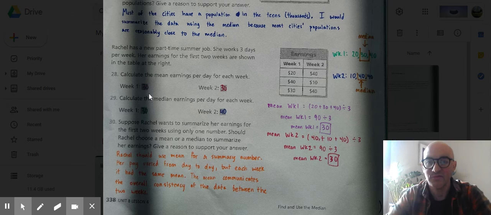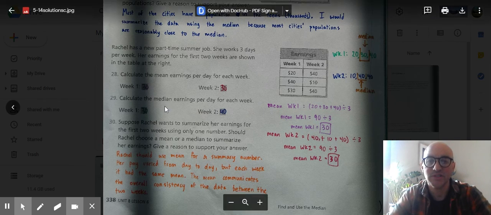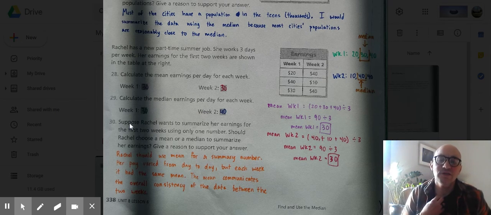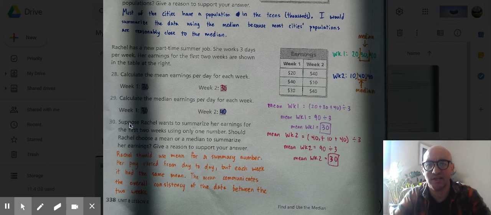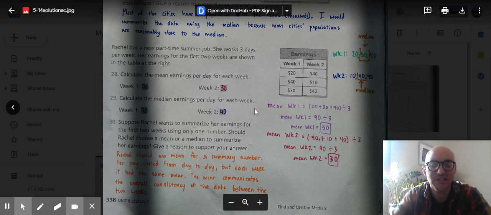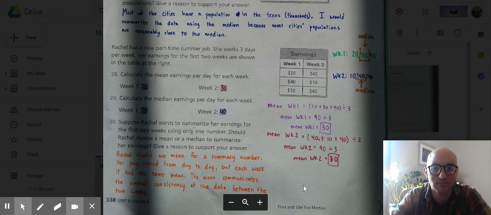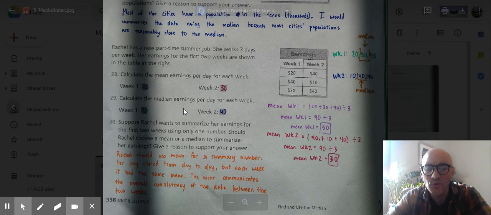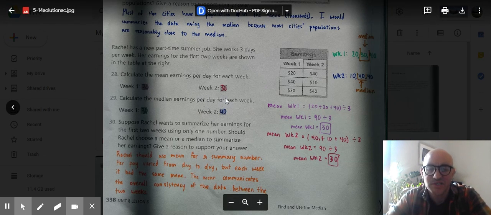Now, once again, I have means for the weeks and medians for the weeks. And now I have to think about which one I would choose to summarize the data for this final part. And this is one of those types of questions, just like the one above about city populations. We need to use our reasoning skills here. Which one of these numbers is a better representation of how much she earned?